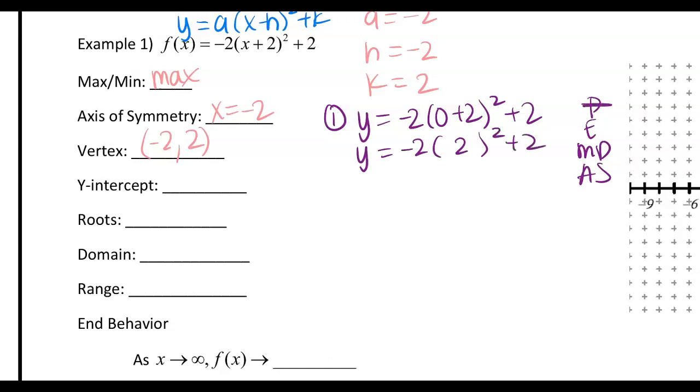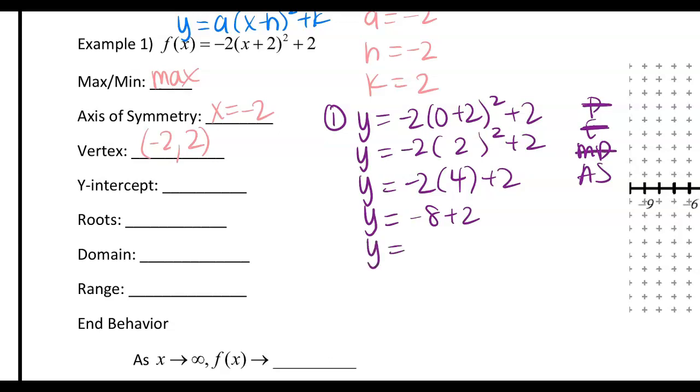P is done. E stands for exponents. So I see that exponent of 2. What am I going to raise to the second power, Andrea? +2. So you're going to make this, -2 stays there. What's 2 squared? 4. We're now going to multiply and divide. Is there anything to multiply or divide? And what's -2 times 4? And then the last part is to add and subtract. So I have -8 plus 2, which is what, Andrea? Yep. And what did we just find?